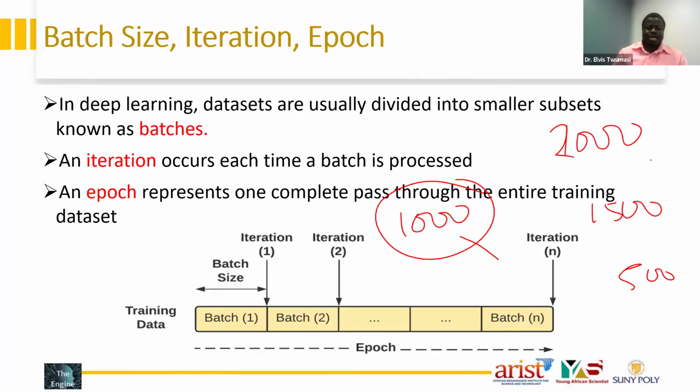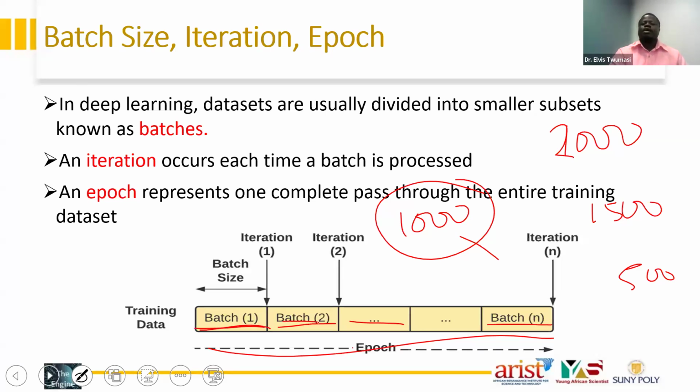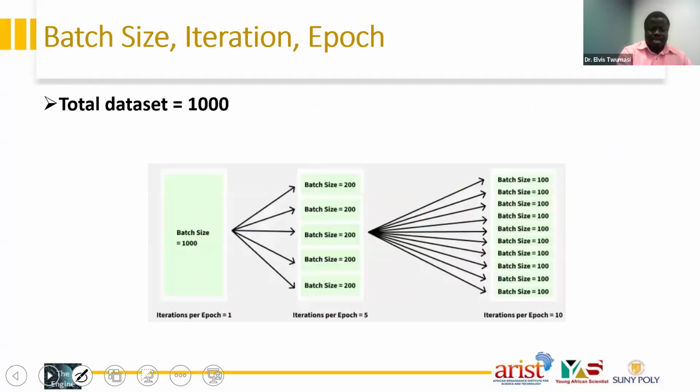So let's say you have your batch size. In deep learning, data sets are usually divided into smaller subsets called batches. And an iteration occurs when each batch is processed. Anytime each batch goes, let's say this batch goes, one iteration. The next batch goes, the next iteration. The next batch goes. So when I finish the batches, one epoch. Just as I say, if I want to train more, after one epoch, I come and give the batch again, batch again, batch again, batch again, second epoch, right?